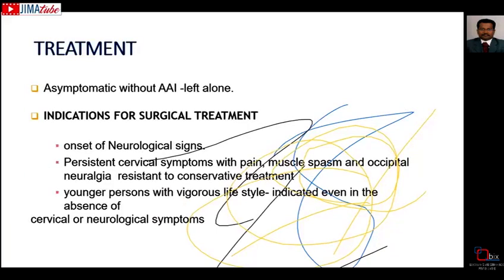Treatment: asymptomatic, without AI, left alone. Indication for surgical treatment is neurological signs and persistent cervical symptoms. In a younger patient with vigorous lifestyle, surgical treatment is indicated even in the absence of symptoms.